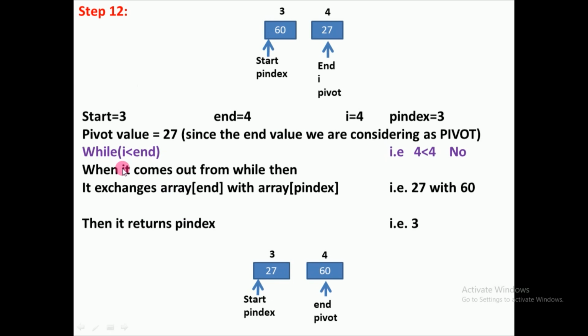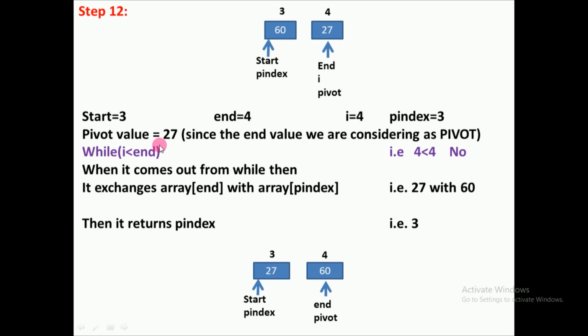Again, if you see the illustration, start and p index are at the beginning, but end, I and pivot are at the end position. Again the pivot value is 27. Again it checks while I less than end, that is 4 less than 4, no. Then directly it comes out from the while loop. And when it comes out, it exchanges array of end, that is the pivot element, with array of p index.